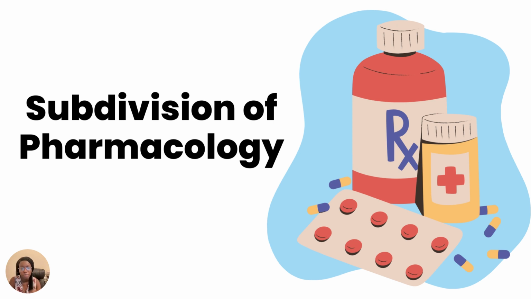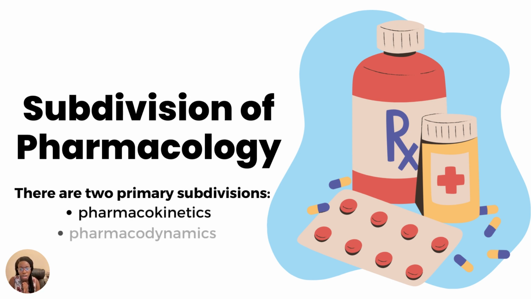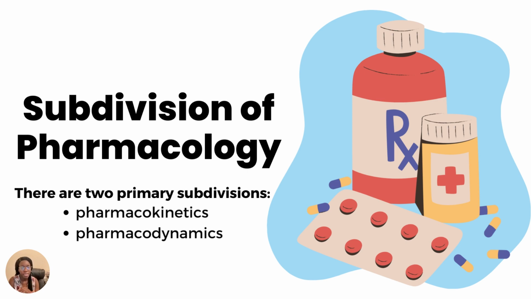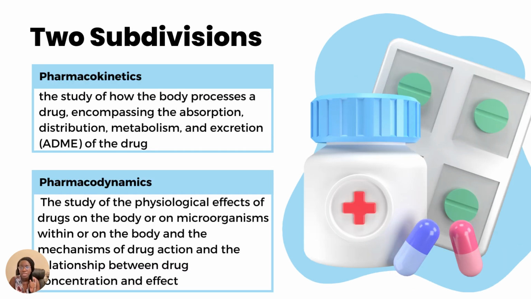Now, there are two subdivisions of pharmacology that we're going to talk about: pharmacokinetics and pharmacodynamics. Pharmacodynamics refers to the study of the physiological effects of drugs on the body or on microorganisms within the body. It also refers to the mechanisms of drug action and the relationship between drug concentrations and their effects on the body. In simple terms, pharmacodynamics is answering the question, what do drugs do to the body?